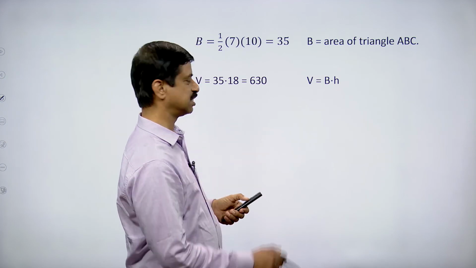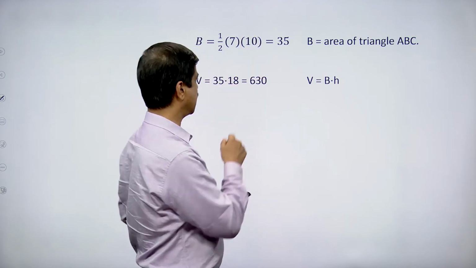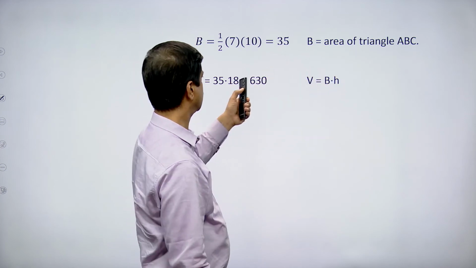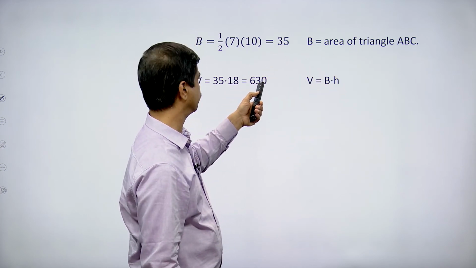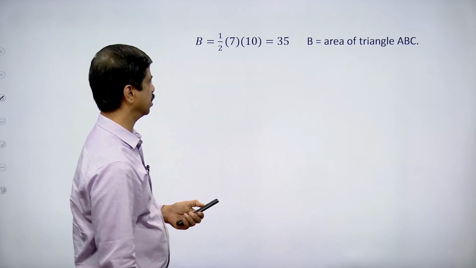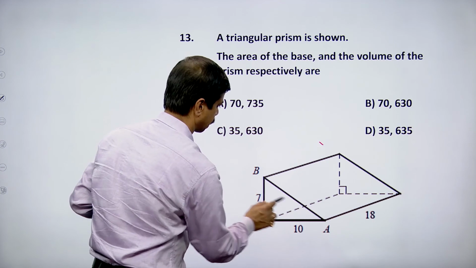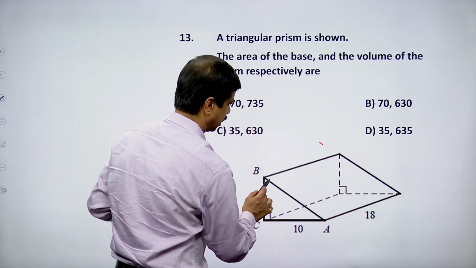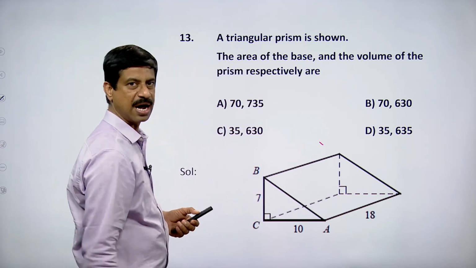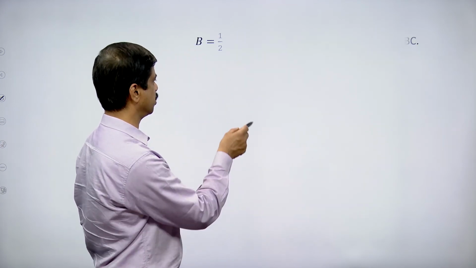So what is the height? 18. This length is the height, isn't it? So the volume is 35, the area of the triangle, into the height 18. That is nothing but 630 cubic units. So this is the area of base into height. This is the height, isn't it? Area of base into height is the volume. So that's what we are doing here.